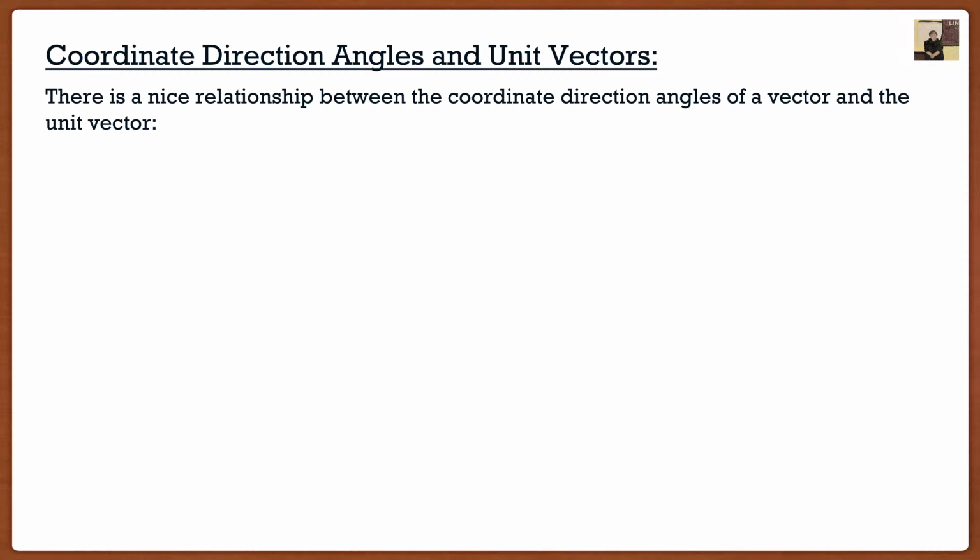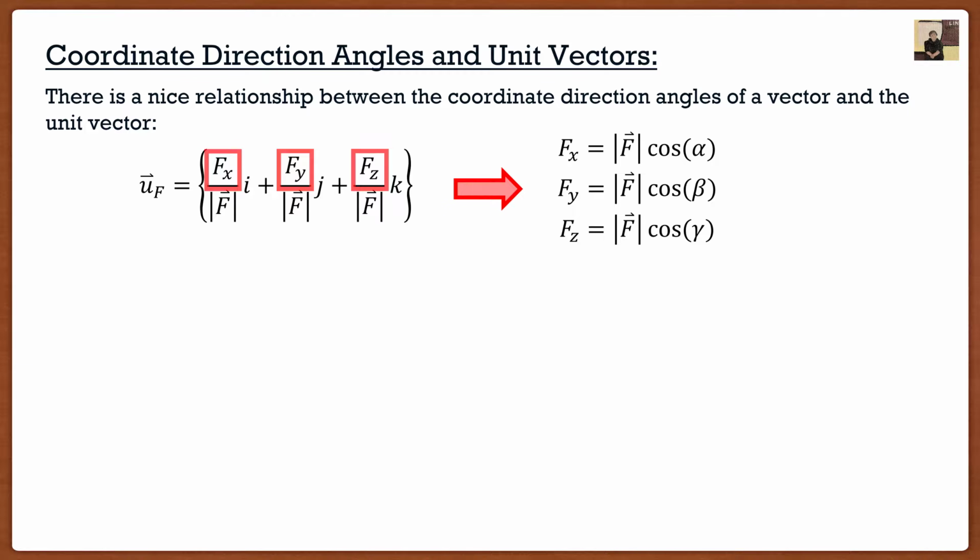So, coordinate direction angles. Coordinate direction angles form a very special relationship with unit vectors. If we look at our unit vector formula, it's very simple. We just take each component and divide it by the magnitude of our force. Now, we actually know what those components are from the coordinate direction angles. We know that Fx is going to be the magnitude multiplied by cosine alpha, Fy is F multiplied by cosine beta, and Fz, of course, is going to be F multiplied by cosine gamma.